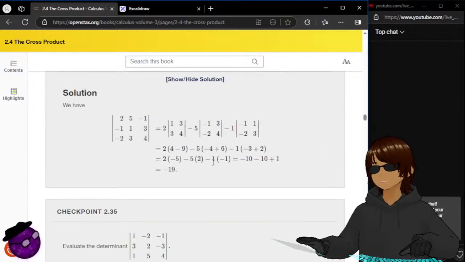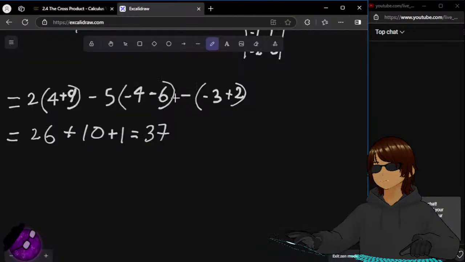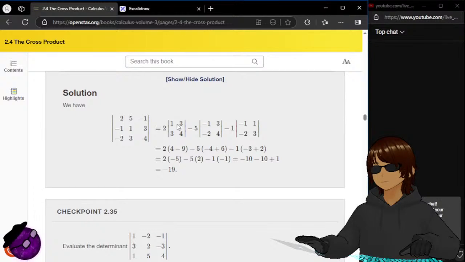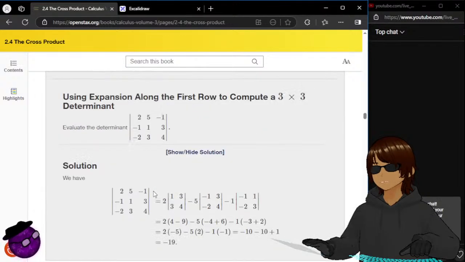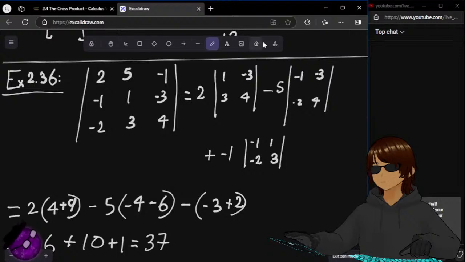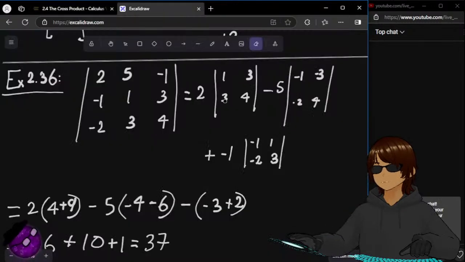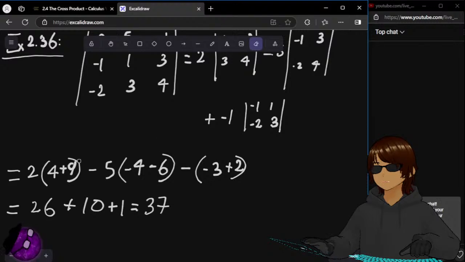I got it wrong. It's minus 19. So where did I get this wrong? Or is it supposed to be minus 9? So 1 times 4 minus 3 times minus 3. Hold on. Did I copy it wrong? I think I copied it wrong. This is 3. This is 3. And this is 3. So this would be minus 9.